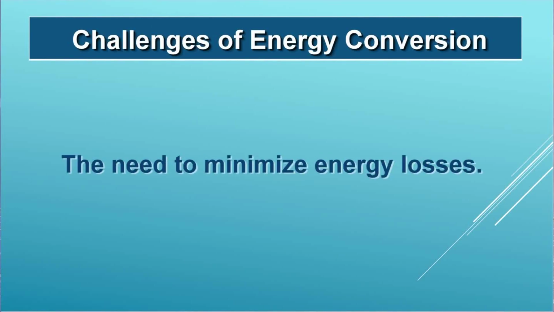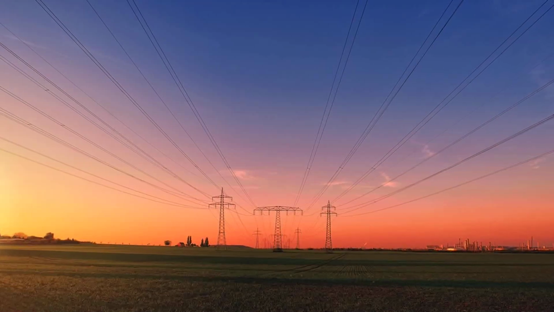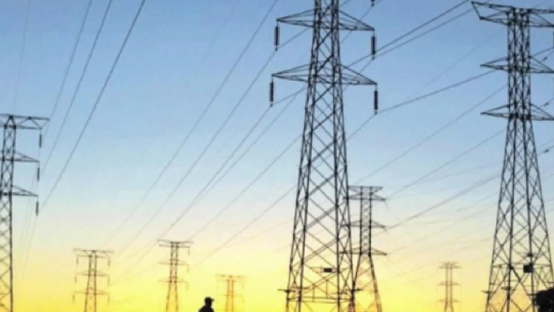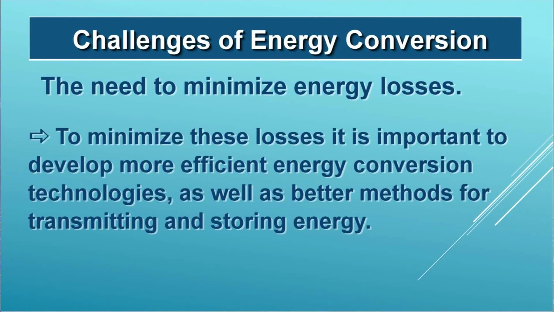One of the biggest challenges associated with energy conversion is the need to minimize energy losses. Whenever energy is converted from one form to another, some energy is lost in the process. This is due to factors such as friction, heat loss, and electrical resistance. For example, when electricity is transmitted over a long distance, some energy is lost due to the resistance of the transmission lines. In order to minimize these losses, it is important to develop more efficient energy conversion technologies as well as better methods for transmitting and storing energy.